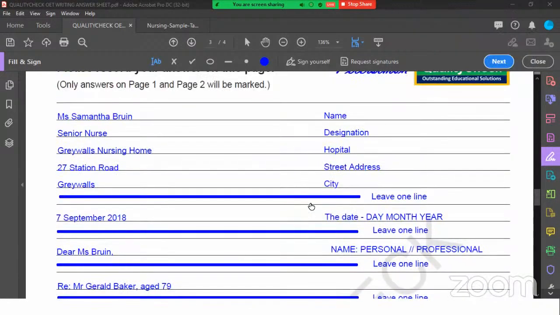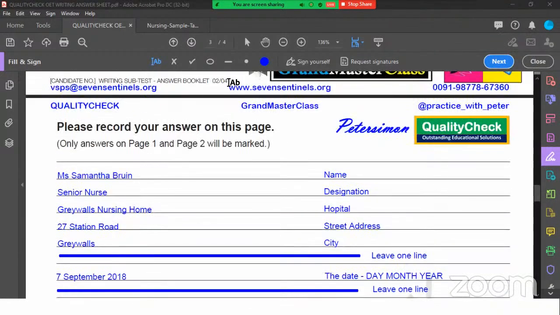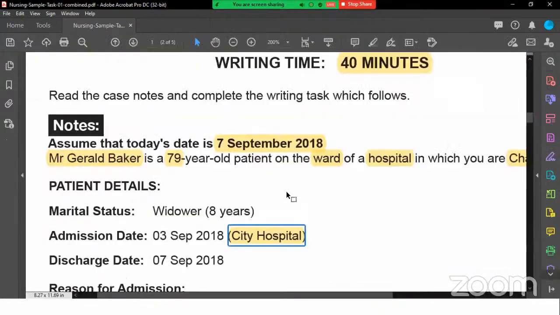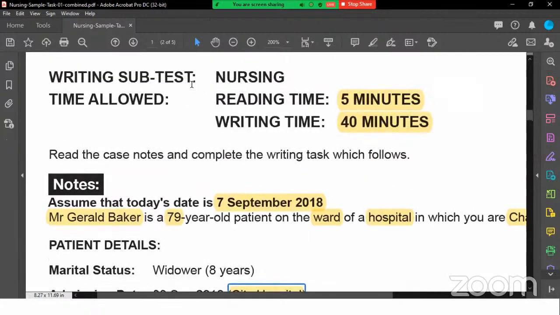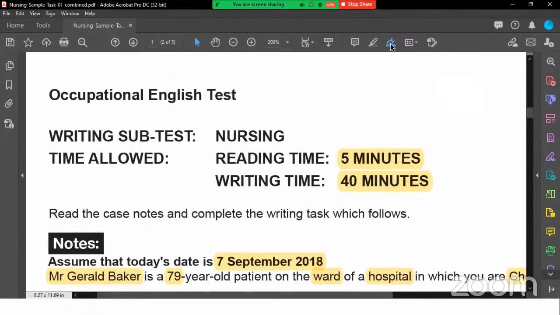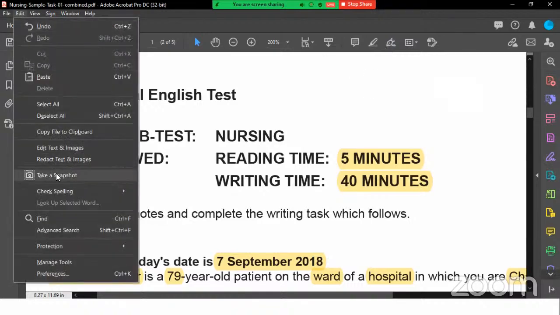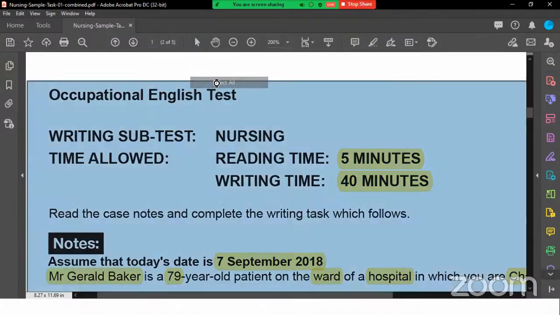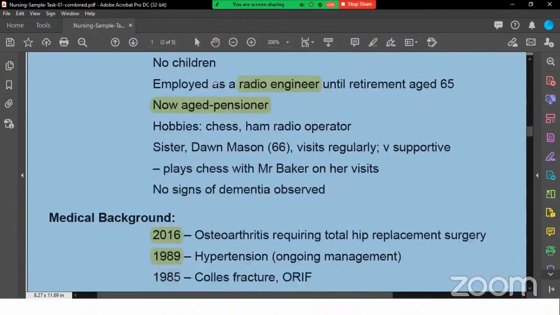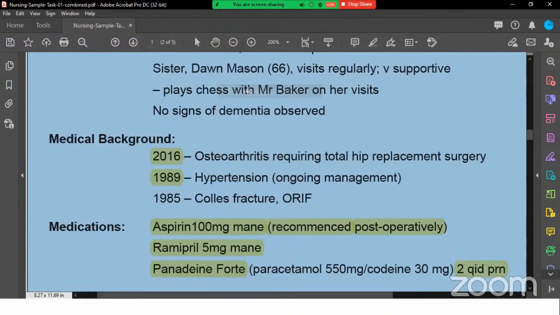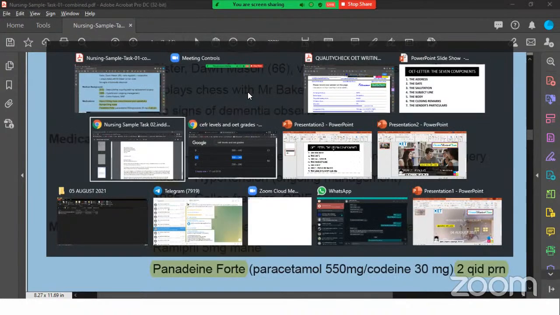Now here it is. For your purpose, I'm going to place this one in the Telegram channel. Take a snapshot, select all, copy selected graphic, and it is in the Telegram channel.